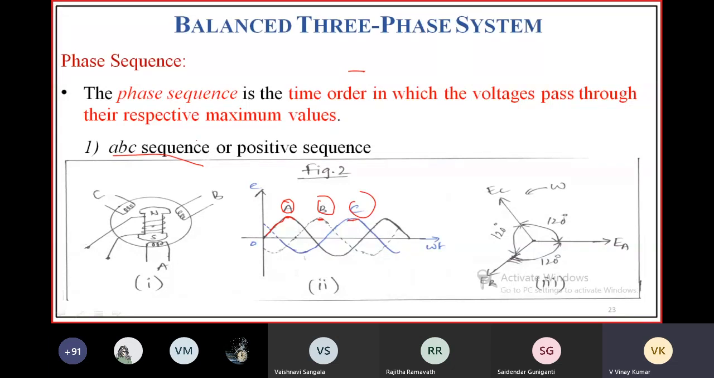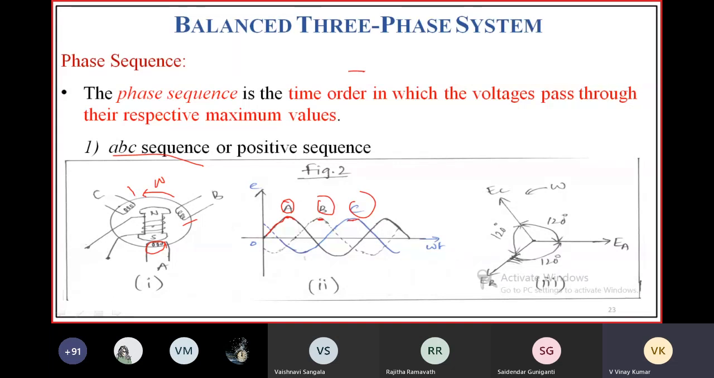Here you know, this is your rotating magnetic field. Here we have coils in the case of a three-phase generator. Let me rotate this rotor in anti-clockwise direction. If I rotate this rotor in anti-clockwise direction, first A attains more positive voltage, then B attains more positive voltage, then phase C attains more positive voltage.